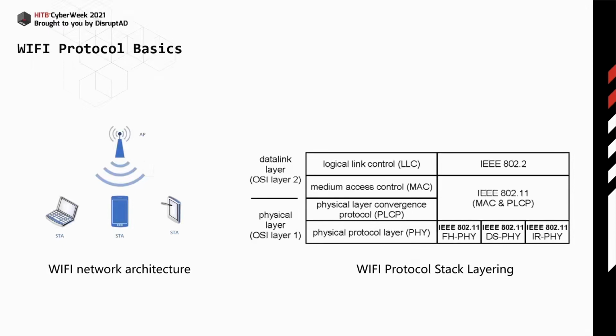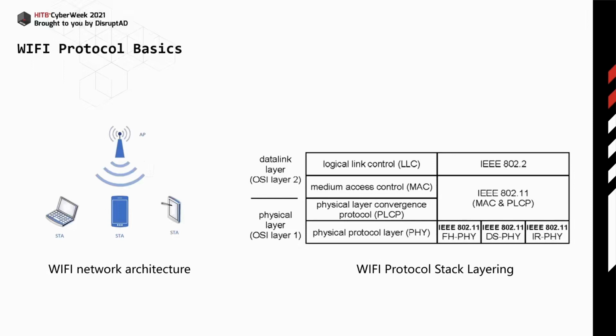Next, I will introduce some knowledge of the Wi-Fi protocol stack. The left picture shows a typical AP-STA Wi-Fi network structure. This is the scenario when we use a Wi-Fi router to access the internet at home. The AP in the picture is our router, and the STA means the various devices that access the Wi-Fi router through the Wi-Fi protocol, such as mobile phones, laptops, and so on.